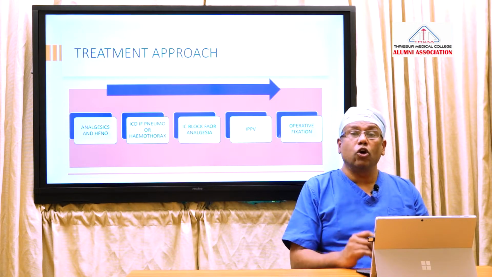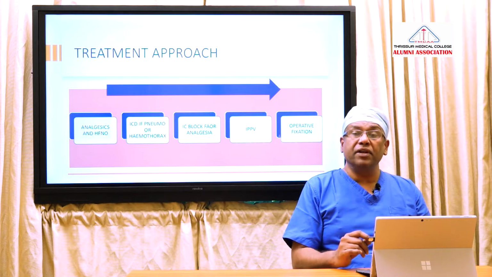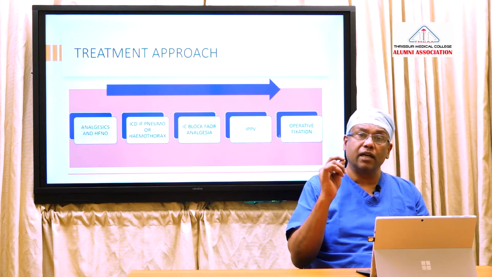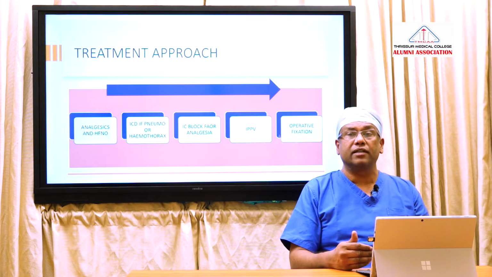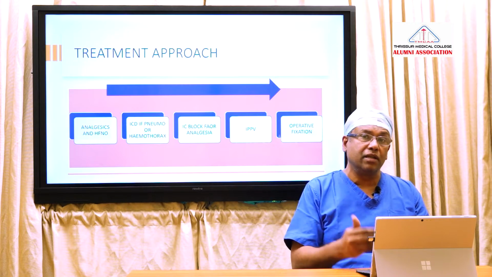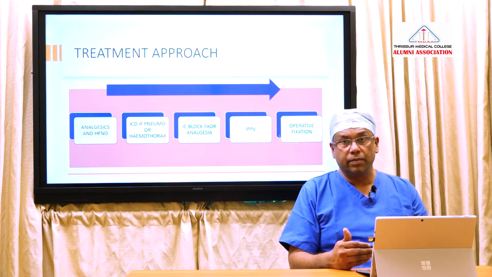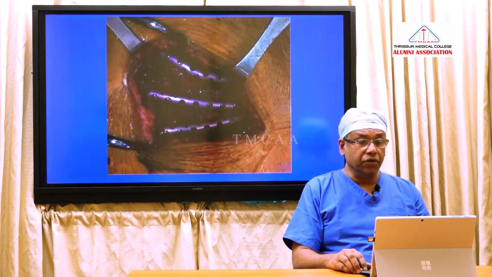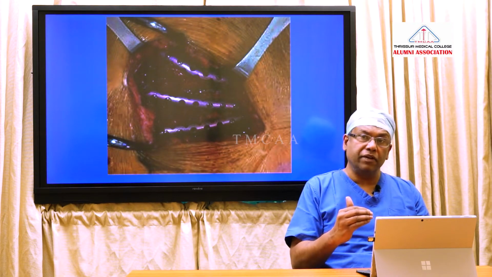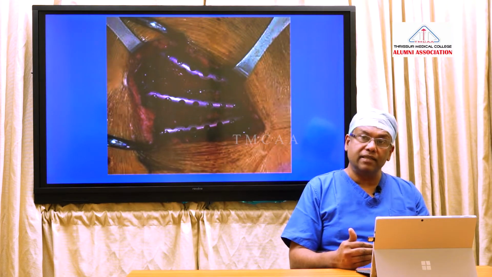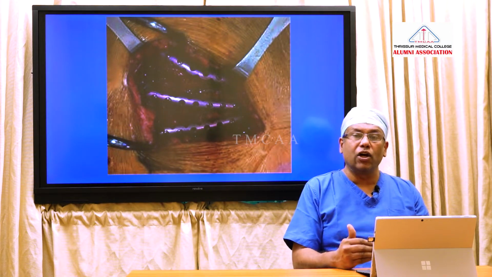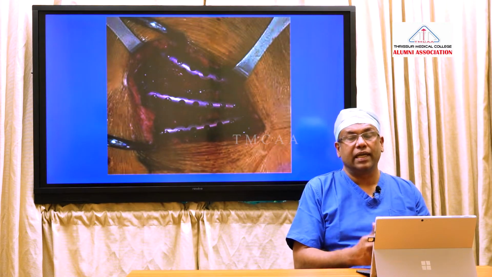Now, what about operative fixation? Operative fixation is advisable when there is overriding of the fracture segments for more than 3 centimeters, according to Bailey's Textbook of Surgery. What you do is an operative fixation using plates. The ribs are plated on and then fixed around.